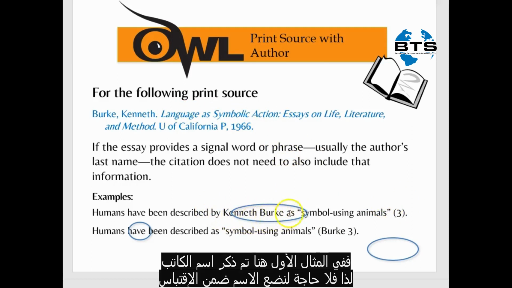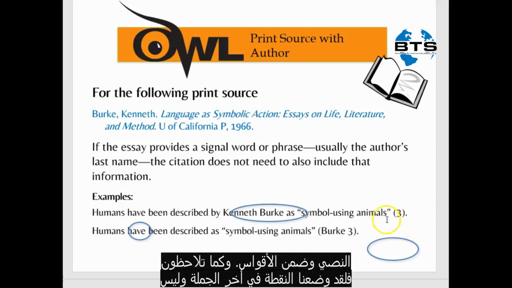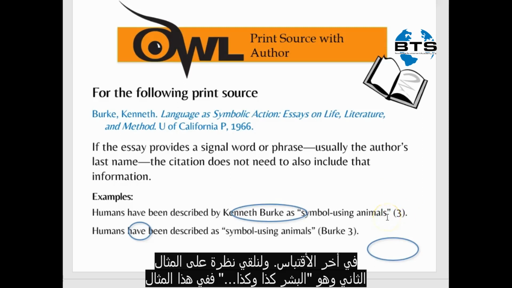So in the first example here, Kenneth Burke, his name is there, so we don't need to put the last name in the in-text citation, in the parenthetical citation. They call this a parenthetical citation because it has parentheses. And notice that the period is at the end, it is not at the end of the quote. Let's take a look at the second example.